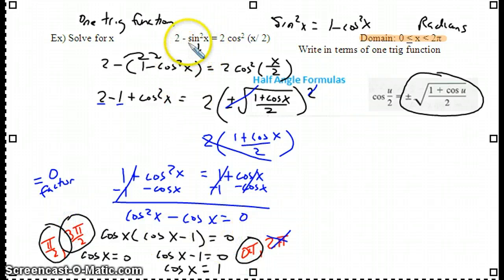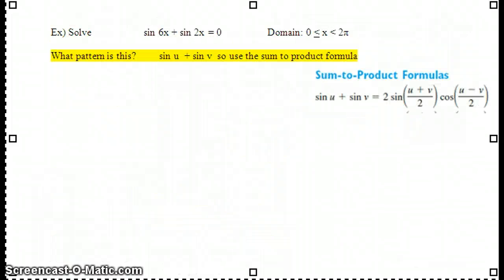I'd want to take the time to plug them back in to check that they work for both. And they would check as long as your calculator is in radian mode and you are plugging these in correctly. So if you have some issues with the checking process, make sure you check in with me and I'll show you how to plug those into your calculator correctly.